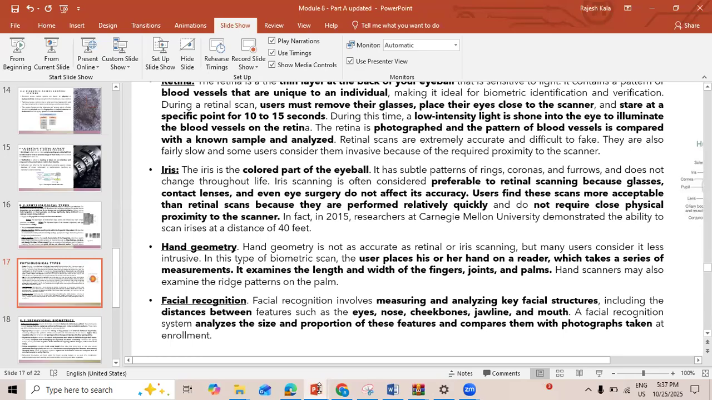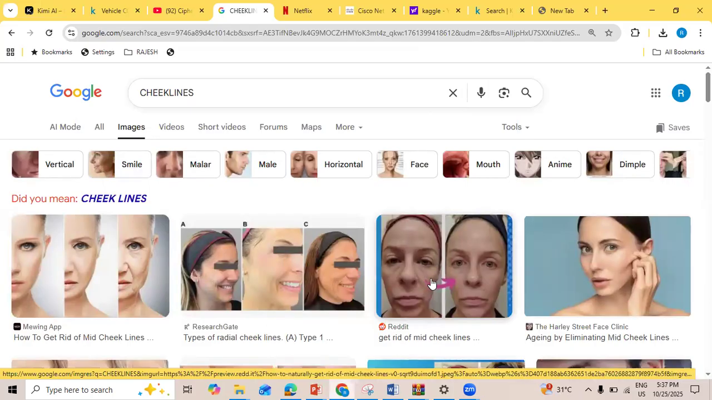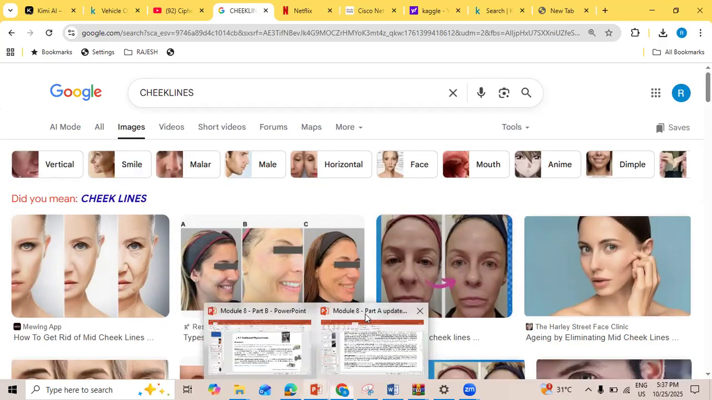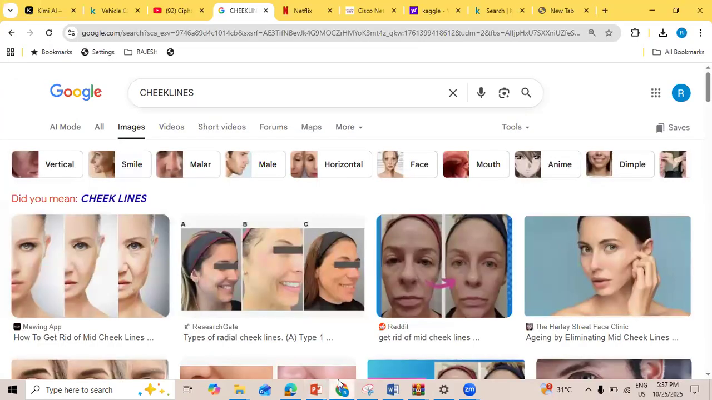This is your cheek, right? This one is the bone. When you are laughing, smiling, or talking, these bones will move. This is the cheekbones. What is the next one? The jawline. What is the jawline? Again, I'll show you.